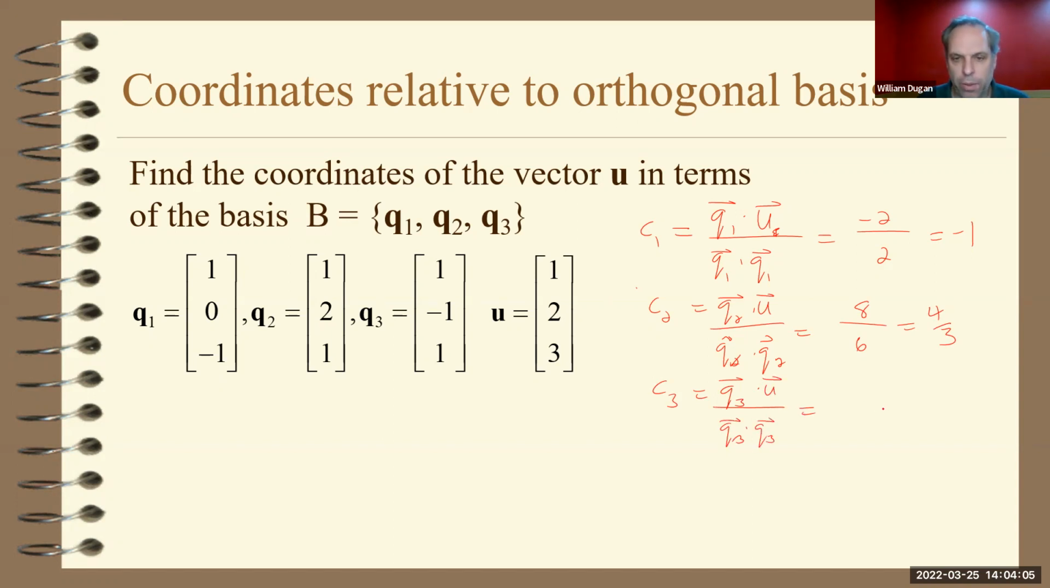And then lastly, C3 would then be Q3 dotted with U all over Q3 dotted with Q3. So Q3 dotted with U will be 1 minus 2 plus 3. That's 4 minus 2, that's 2. And then you're taking Q3 dotted with itself. That's 1 squared plus negative 1 squared plus 1 squared. That's 3. So the answer is just 2/3. So we have to have then that U is equal to negative 1 times Q1 plus 4/3 of Q2 plus 2/3 of Q3. That's what U has to be. And you can go back and just check it if you like. It's really pretty easy to do.